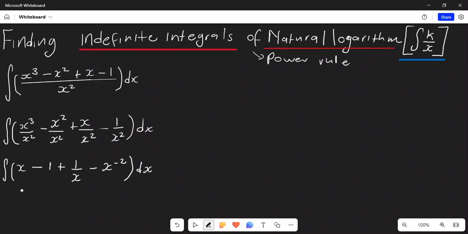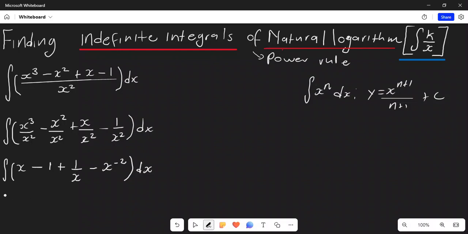Now the first term here, when we integrate, we're going to use the power rule. If you still remember the formula for the power rule, it's like this. We have the integral of x to the power of n, and when we find the integral of this, it's going to be x to the power of n plus 1 divided by n plus 1, plus c. So this is our constant, and this c also indicates that these are indefinite integrals. So this is the power rule.